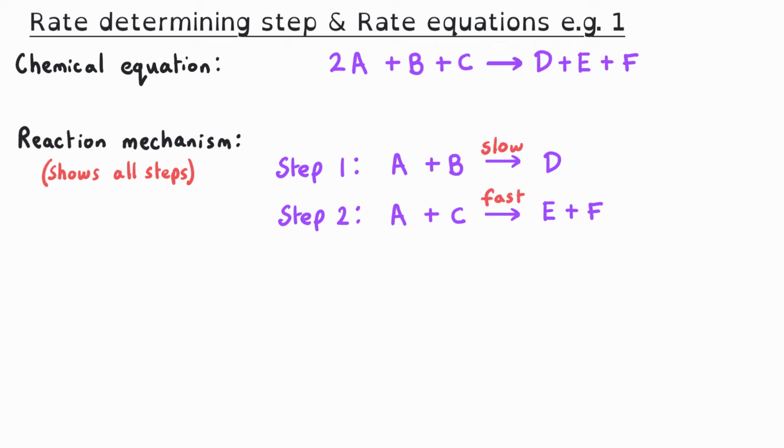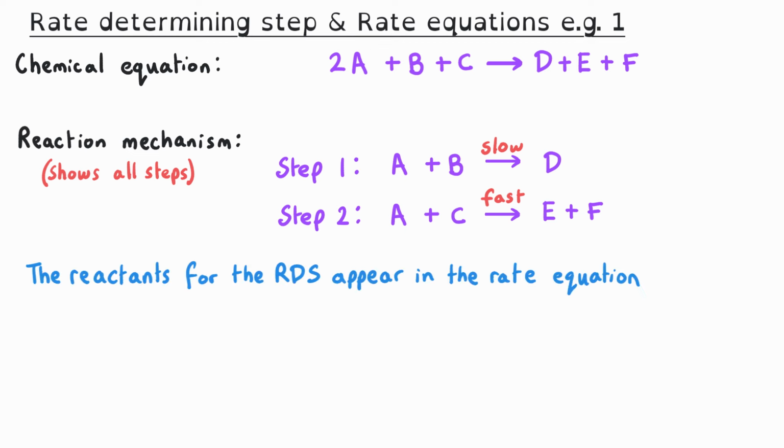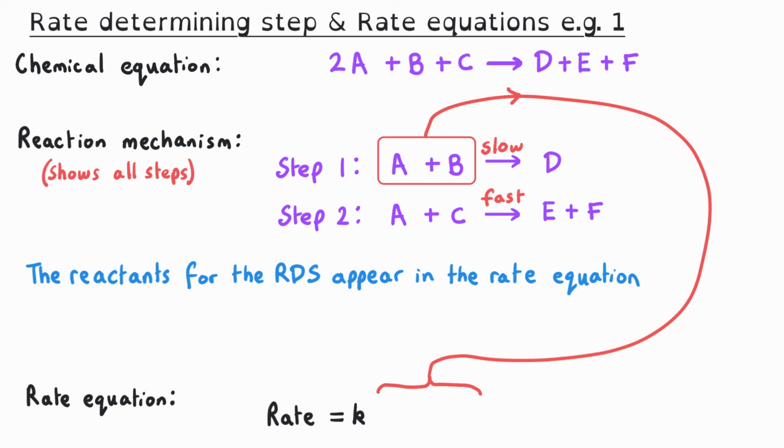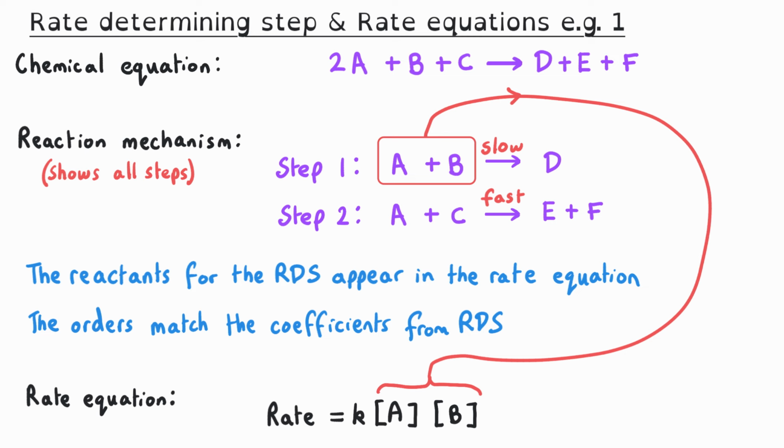And perhaps step 1 is the slow step, known as the rate determining step, and step 2 is relatively fast. The reactants for the rate determining step will be the chemicals that appear in the rate equation. And so the rate equation will show rate equals K, concentration of A, multiplied by concentration of B. And the orders shown in the rate equation as powers match the coefficients or the multipliers for the reactants in the rate determining step. And so because there is only one A and one B in step 1, the rate equation will show A and B both being first order.